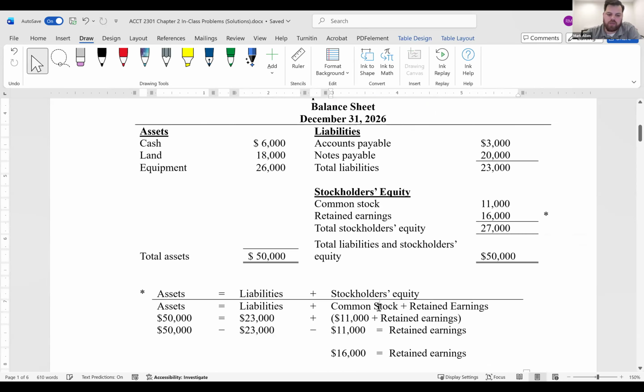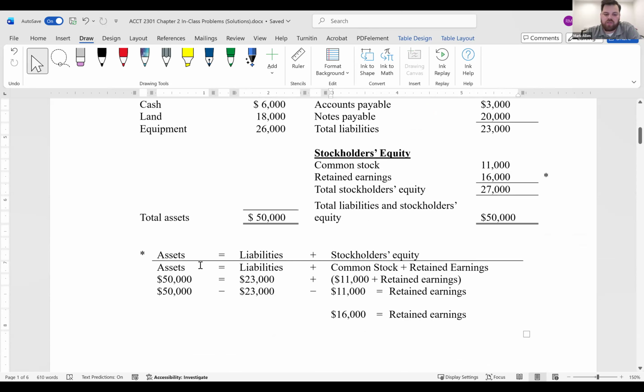And sure enough, that's how we solve for it. We say assets are 50, liabilities are 23. Our common stock was 11 plus our retained earnings. When we come back, we can do 50 minus 23 minus 11, and that gets me to 16.